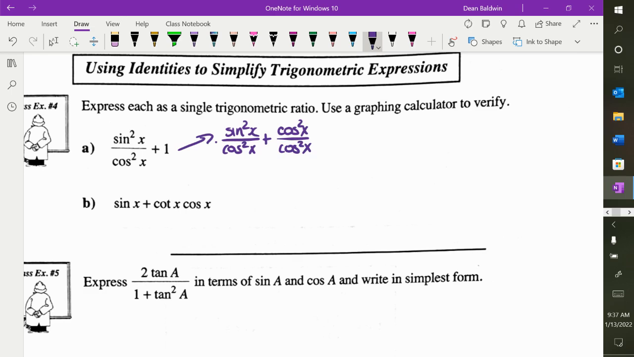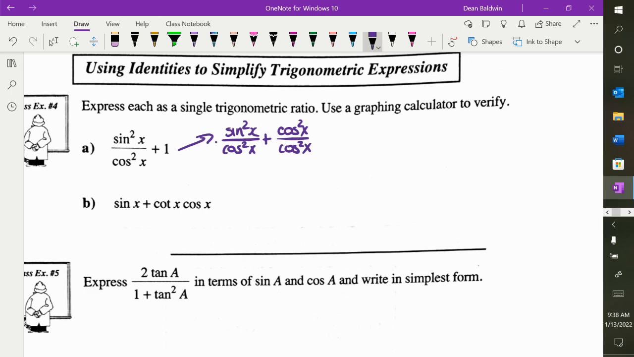Does everybody agree that cos squared divided by cos squared is still 1? I haven't changed anything. Why? Because it's anything divided by itself. You could do something else, but then I wouldn't have a common denominator, so it's not going to help us. All right, now we have a common denominator.